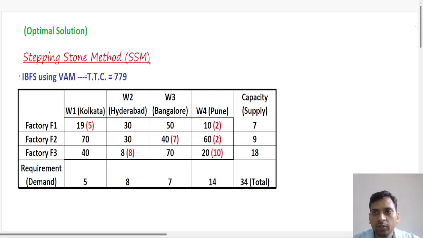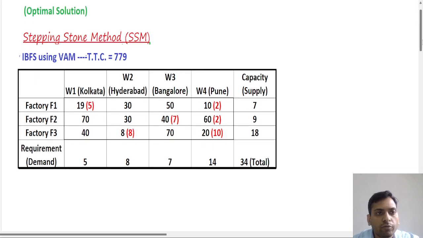Hello everyone. Today we will see the stepping stone method to find the optimal solution. So first thing we will take the solution of VAM IBFS. We will test whether the solution is degenerate or not. In the last lecture on degeneracy I taught that this solution is non-degenerate, so we can apply the stepping stone method directly.